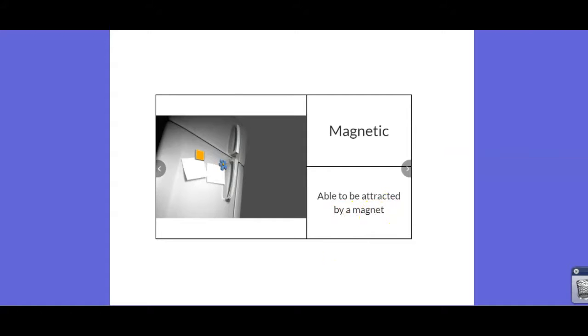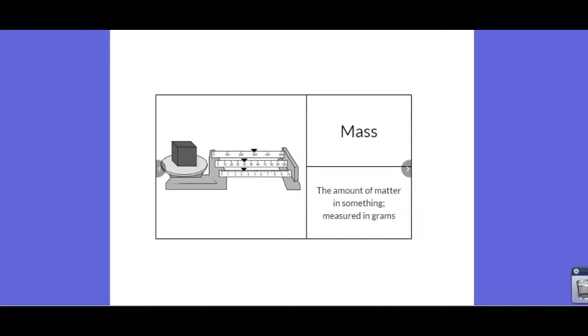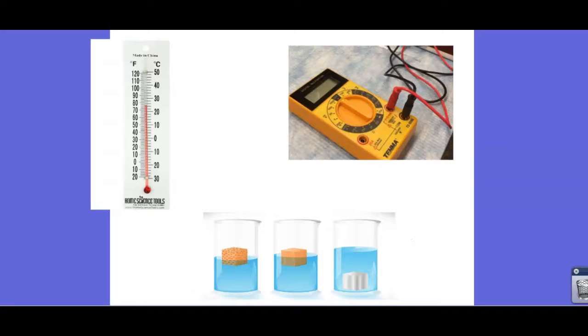Hit pause to write that in your journal. Mass, the amount of matter in something, measured in grams. Also, stop now and write this in your journal. Okay. Now I'm going to show you some examples of what you use.